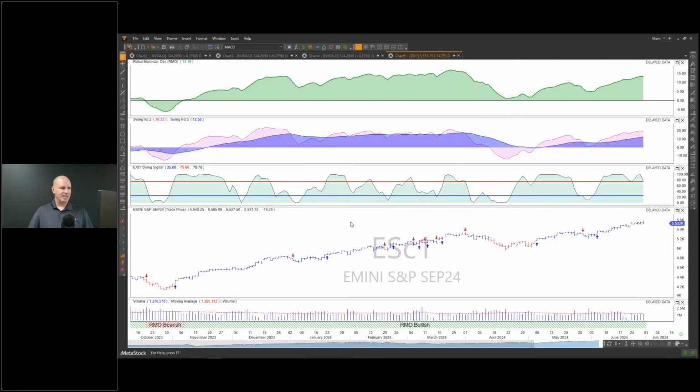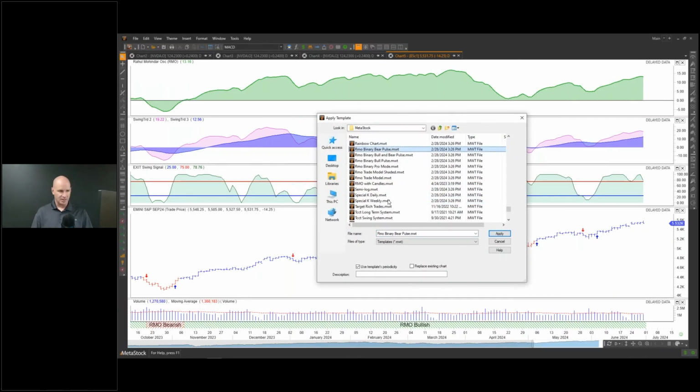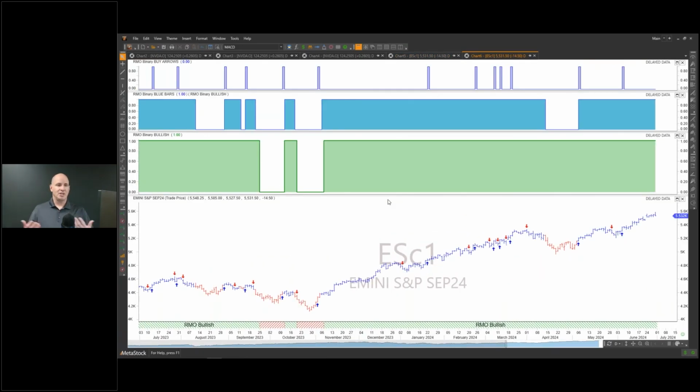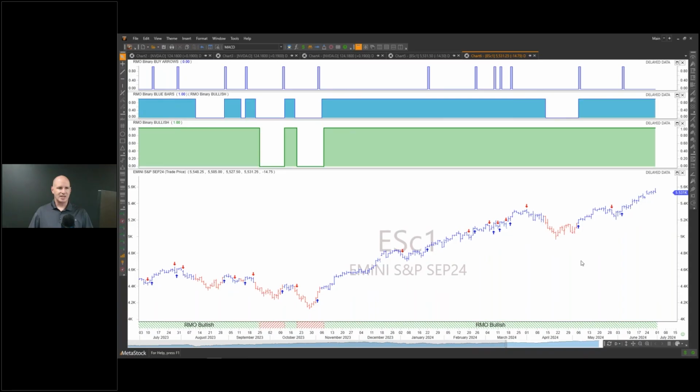We've also made it even easier with some of the templates that we've set up in the latest version of MetaStock. If I go down to RMO, you can see that we have these different setups here. So if I do this bull pulse, if you're just looking for bullish setups, you can use this to help you quickly identify. So this one just means the RMO is bullish, means I have blue bars right here, and I have blue arrow signals. So you can quickly identify with this new setup how easy it is to identify opportunities. Okay, so pretty great stuff.